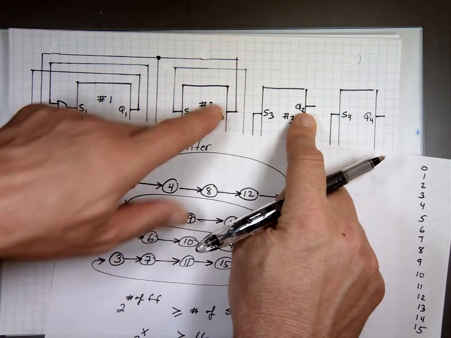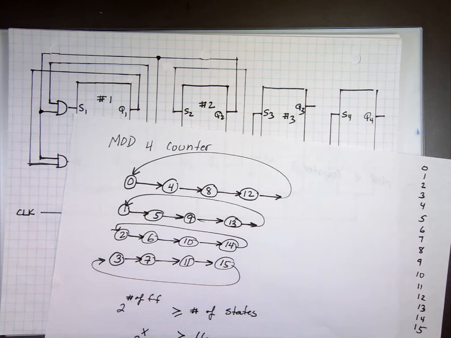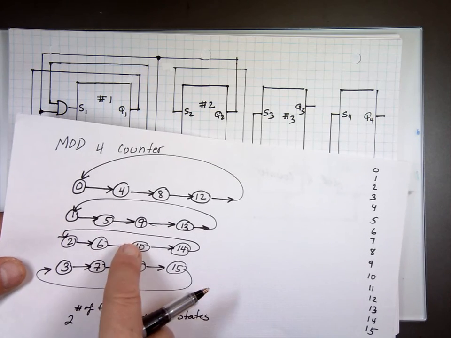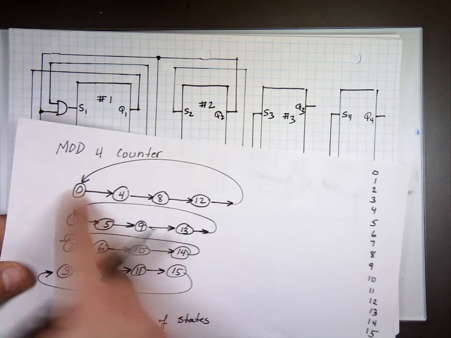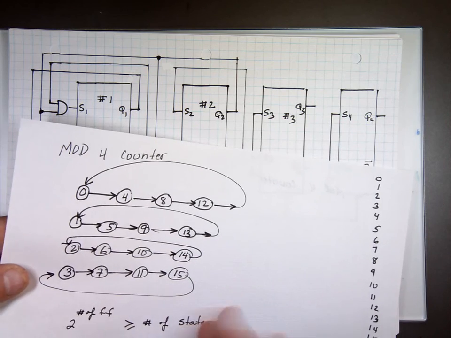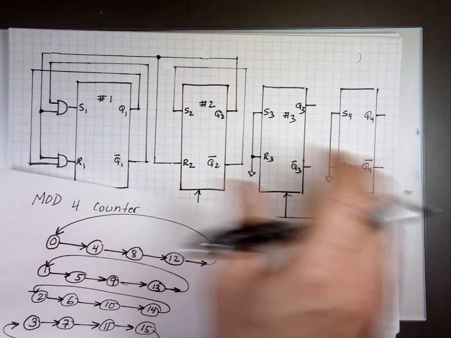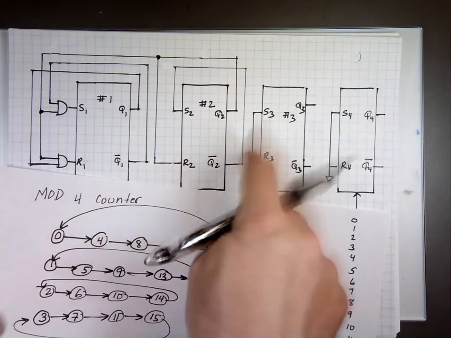So it depends where we start. As it loops, the number changes. It depends where you start, because once you're inside one of these loops, there's really no way to get out unless you do something to make it jump. So if you start with everything being reset, you're going to see 0, 4, 8, 12, 0, 4, 8, 12, the whole time.